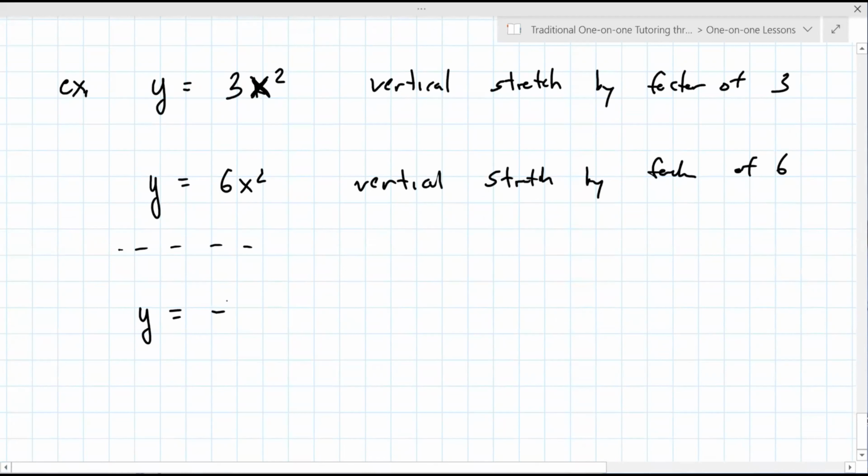Now, this is not the same, but let's do this real quick. y equals negative 2x squared. There are two transformations taking place. The first is a vertical stretch by a factor of 2, not negative 2, so I would not write it as negative. And then flip, or reflect, over the x-axis.